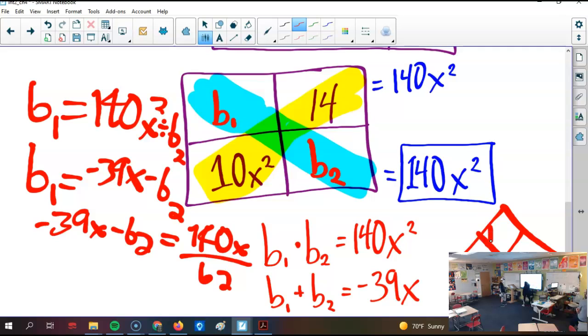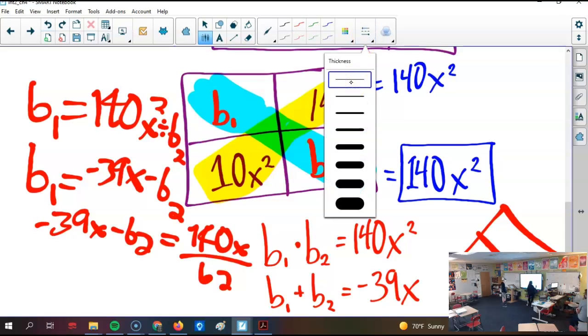Yeah. You can change the thickness of your ink, by the way. Yeah, I was about to say that might be necessary at this point.